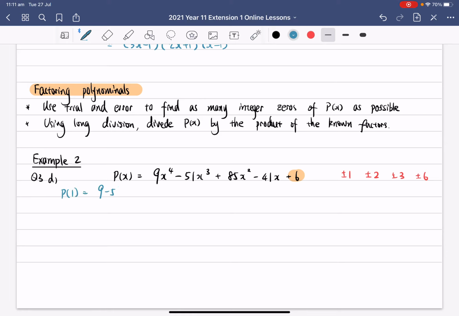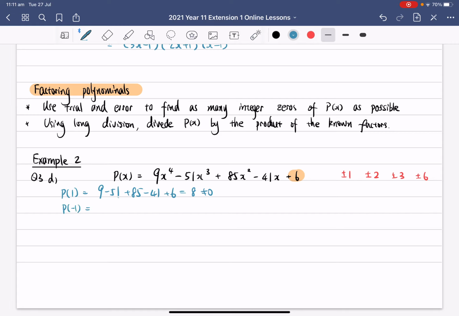It's 9 minus 51 plus 85 minus 41 plus 6. Okay, let's hope that's equal to 0. So, okay, use my calculator. Oh, okay. Unfortunately, that's equal to 8. All right, so not equal to 0. All right, so try the next one.